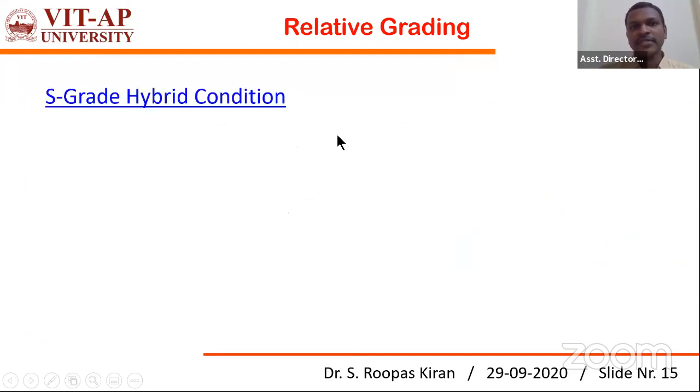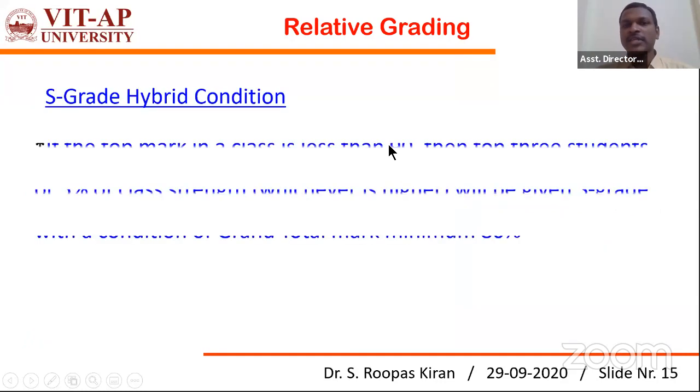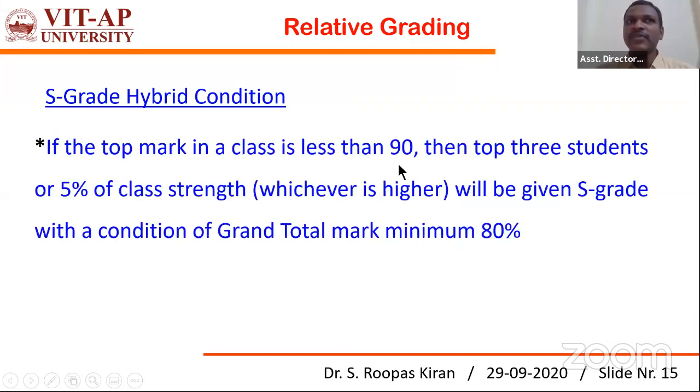So if inside a particular class no one has a minimum of 90 marks, then the mark for assigning S grade will come down to 80%. But only the top 3 students or the top 5% of the class strength, whichever is higher, that number of students will be given S grades, and below that the students will score A grade.